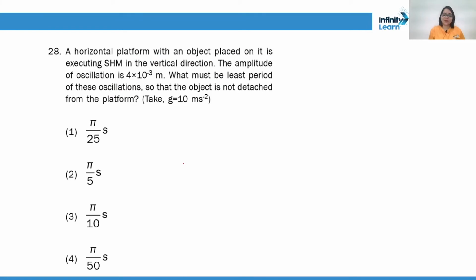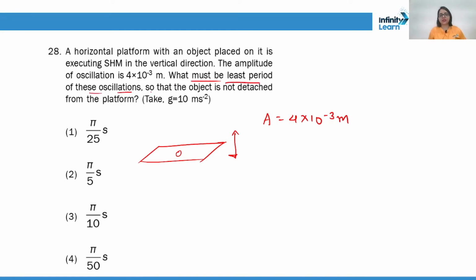Next is question number 28. A horizontal platform with an object placed on it is executing SHM in the vertical direction. So we have a platform something like this, and it is performing SHM in the vertical direction. The amplitude of oscillation is 4 into 10 power minus 3. Okay, what must be the least period of this oscillation so that the object is not detached from the platform?